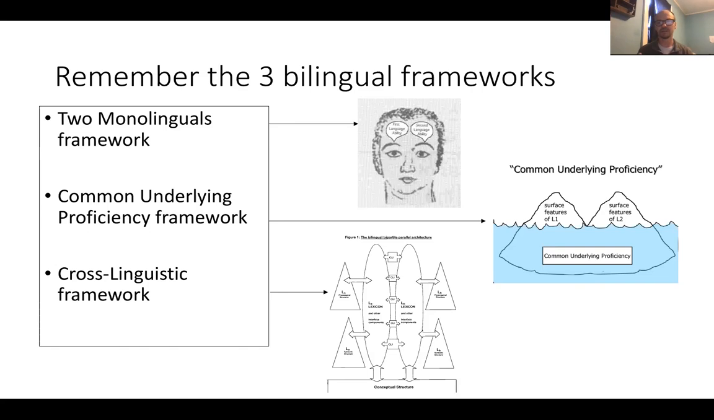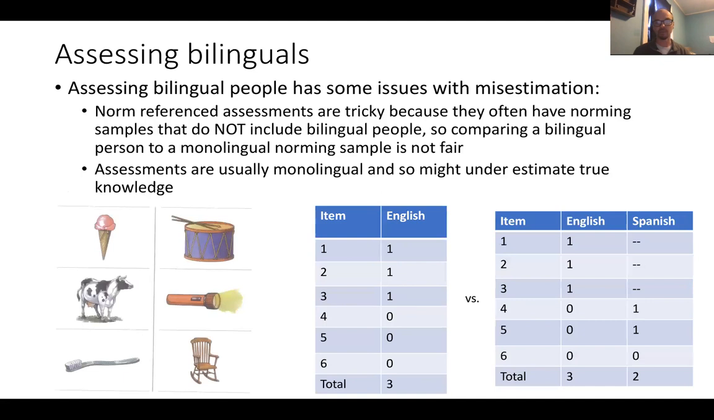That can be part of your common underlying proficiency too. So this common underlying proficiency can transfer from the first language to the second language as long as proficiencies in both are relatively high. And then of course there's the cross-linguistic framework, which is thinking about how L1 and L2 are arbitrary constructs, and really as bilinguals, our languages are always mixed. And we just determine how and when to use them and let them mix depending on the context we're in. So those are those 3 frameworks, just a quick reminder. And so you'll recognize some of this from the foundations class.